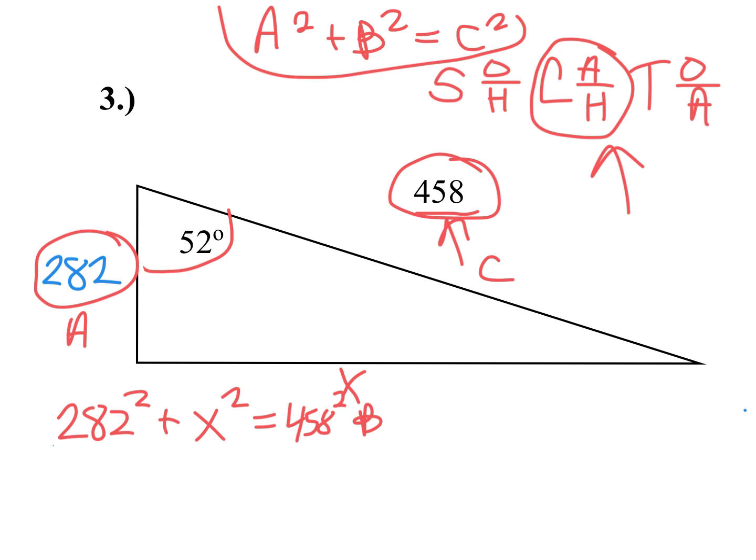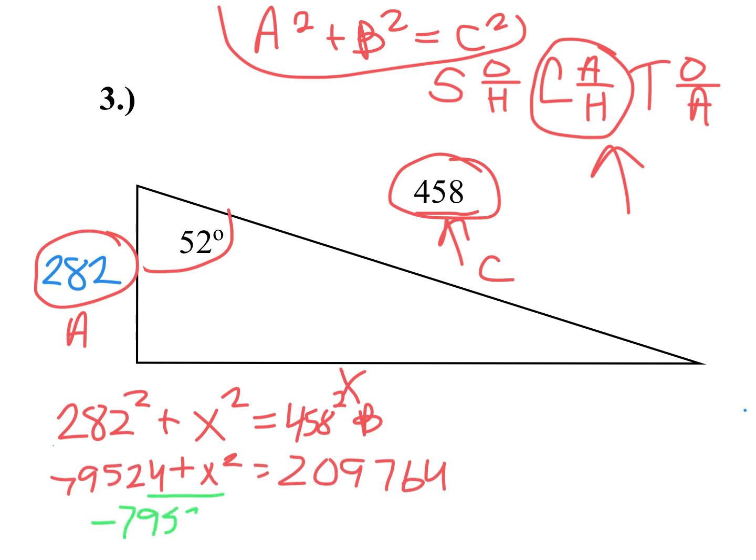Let me knock that out in my calculator. So 282 squared is going to give me a big number, 79,524, plus x squared equals 458 squared, which is going to be 209,764. Now that I have that, how do I solve for this? Careful, this is addition. So I'm going to subtract the 79,524 from both sides. That cancels.